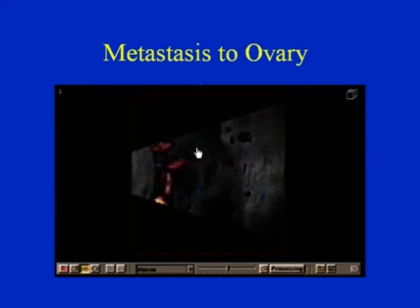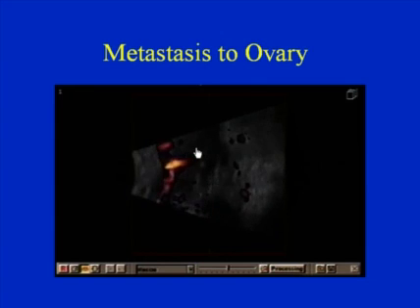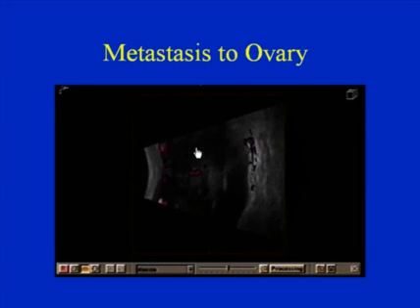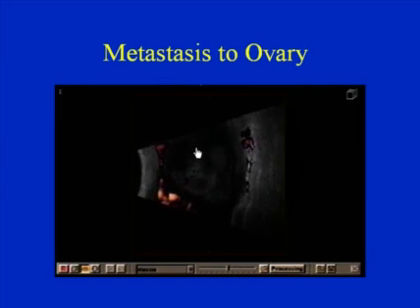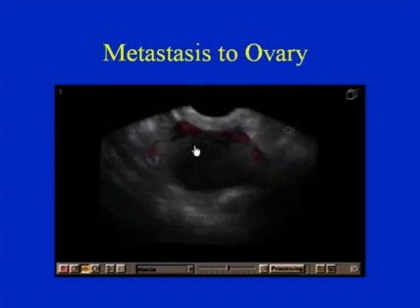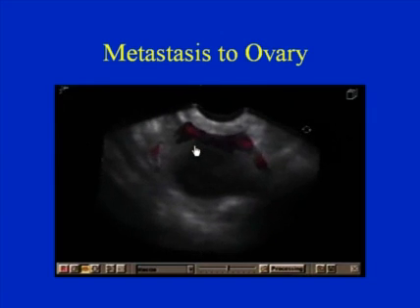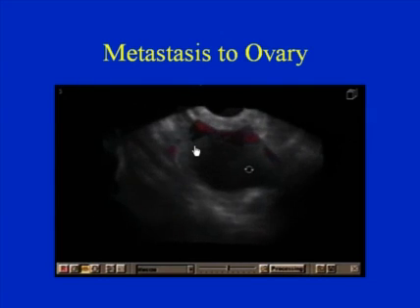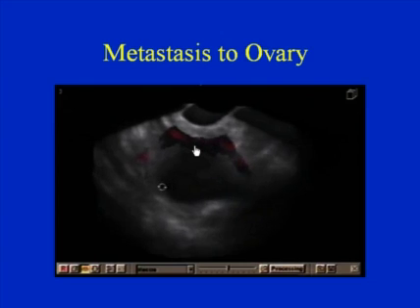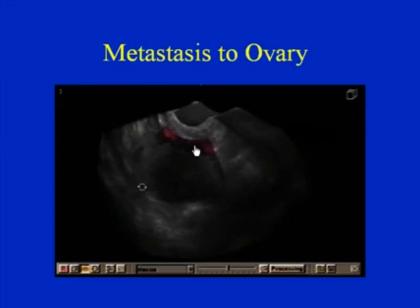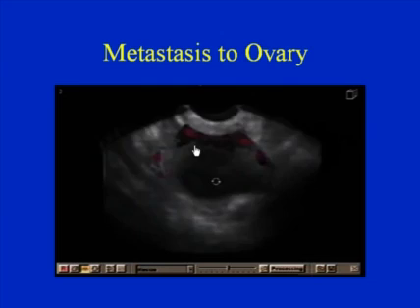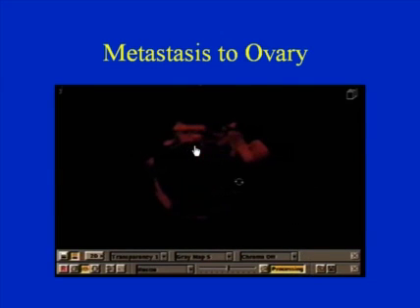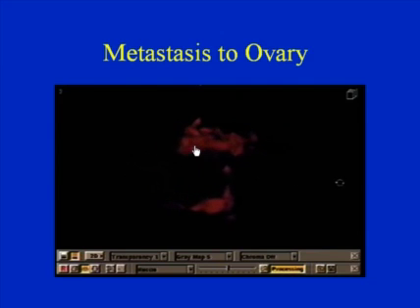So what we have here are multiplanar images of an ovary with central vascularity. And here are the vessels inside of the ovarian lesion showing abnormal branching patterns. So here are the vessels inside of the metastatic lesion.